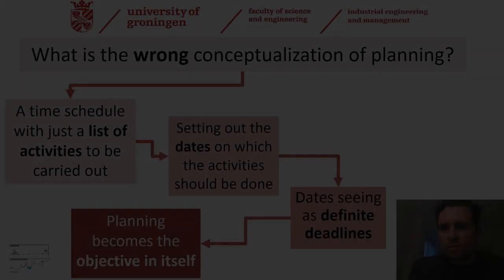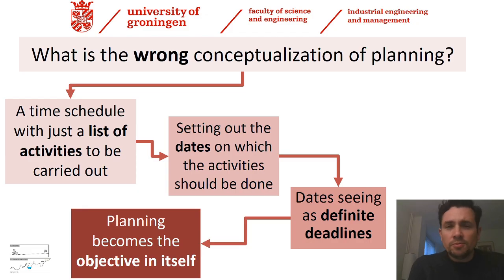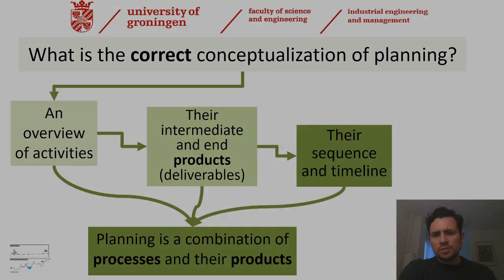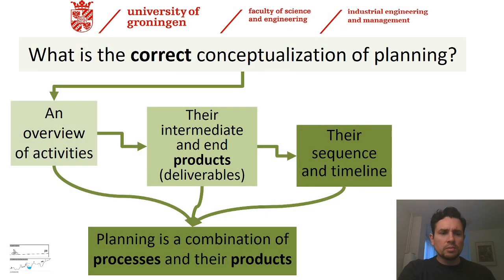So what else is wrong with our conceptualization of planning? We tend to think that we have a list of activities, and those activities will have dates, a beginning and an end, which become deadlines. So when designing your research planning, it seems that the planning itself becomes an objective, and we tend to forget the real objective of the research project. Now, how to fix this? How to get the correct conceptualization of research planning?